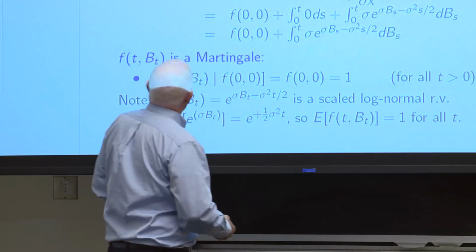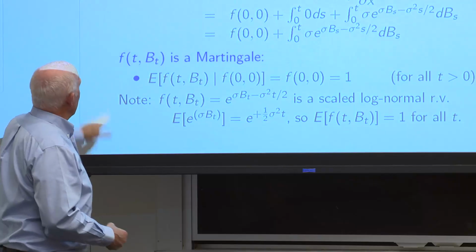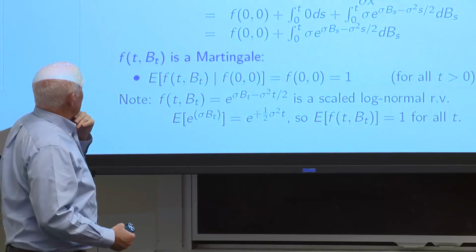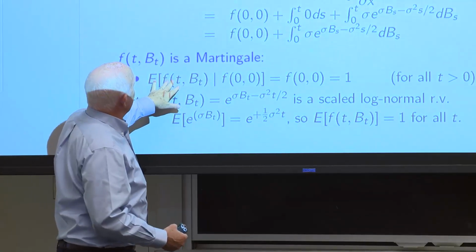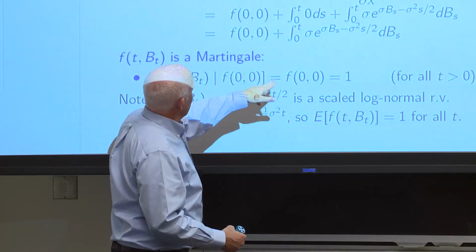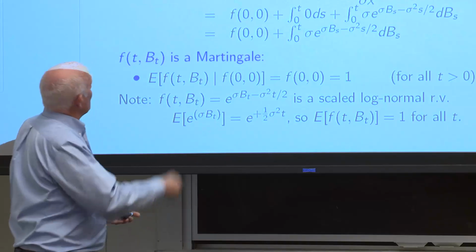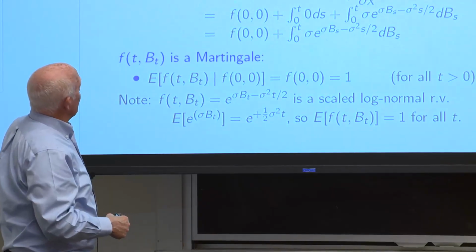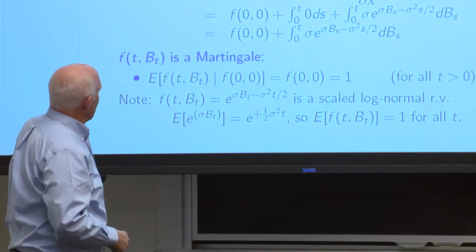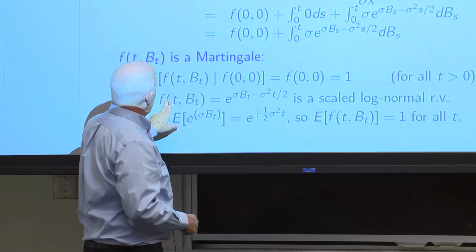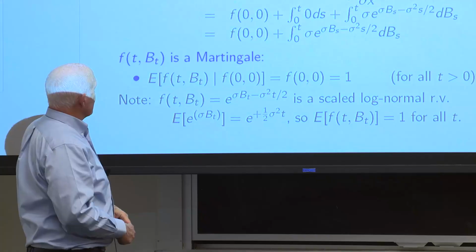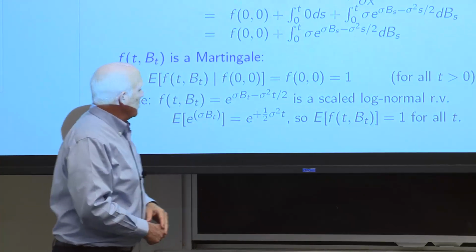And this function, little f, is in fact a martingale. If we look at the expected value of f given f of 0, 0, it equals 1. Now, f of 0, 0 is the exponential of basically 0, which is 1. But this function f, little f, if we plug in bt for x, it's a scaled log normal random variable.